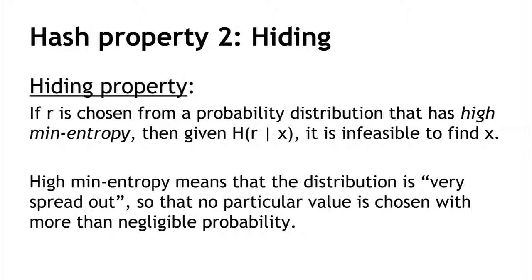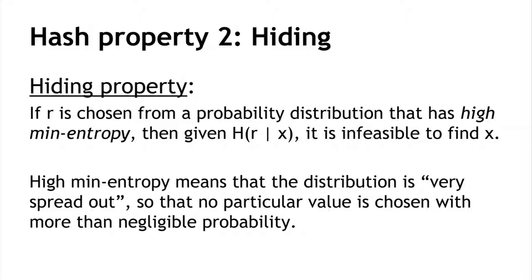So this H of r concatenated with x means take all the bits of r and put after them all the bits of x. What we're going to say is, given the hash of r together with x, it's infeasible to find x. Formally, the property is that if r is a random value chosen from a distribution that has high min-entropy, then given the hash of r concatenated with x, it's infeasible to find x. And what does high min-entropy mean?